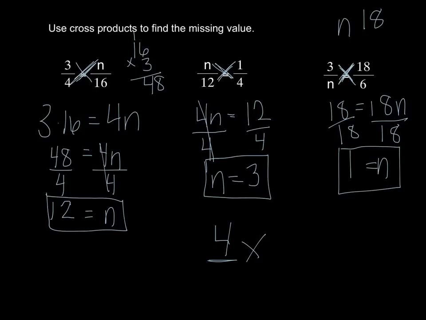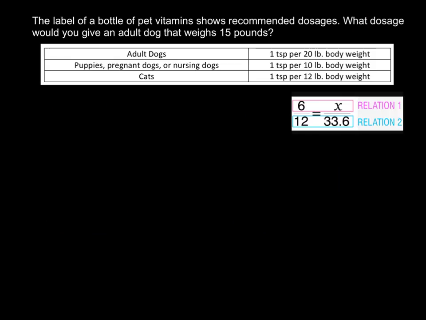Okay, let's say we have one more slide to check out here. The label of the bottle of pet vitamins. Oh, this is a good problem. The label of the bottle of pet vitamins shows recommended dosages. So, for example, we have an adult dog. They should use 1 teaspoon for every 20 pounds of body weight. So if the dog weighs 40 pounds, we would need to use 2 teaspoons, and so on.